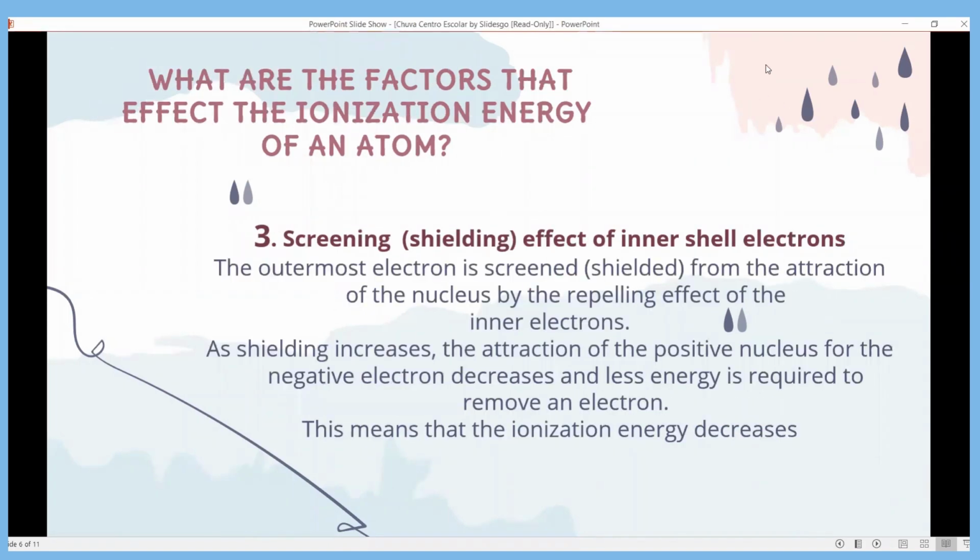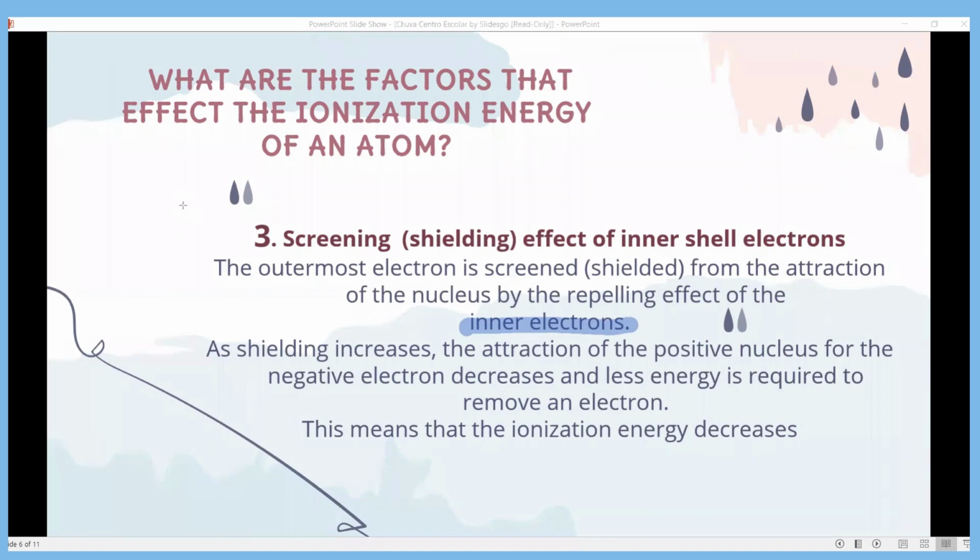The third factor that affects the ionization energy is the shielding effect. A shielding effect is when the outermost electron is screened or shielded from the attraction of the nucleus by the repelling effect of the inner electrons. As shielding increases, the attraction of the positive nucleus for the negative electron decreases, and less energy is required to remove an electron. That means the ionization energy decreases when the shielding effect increases.